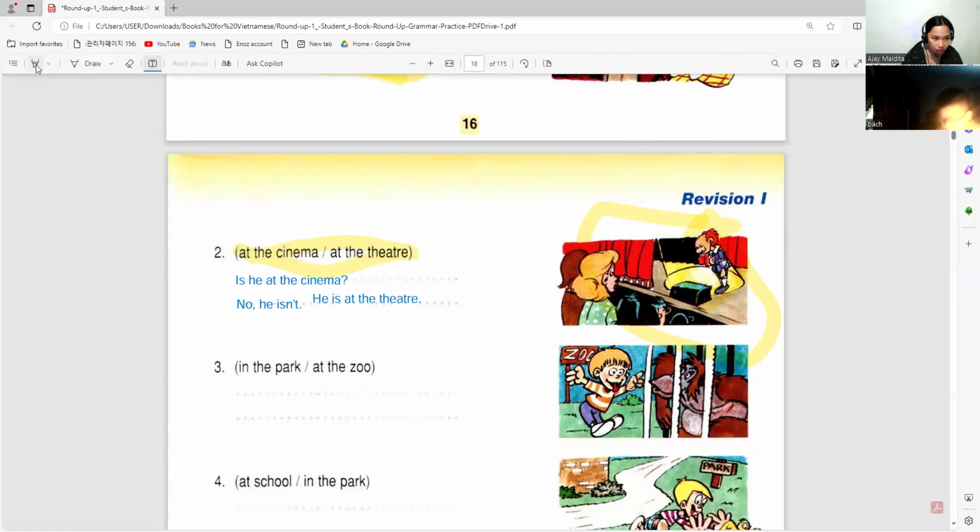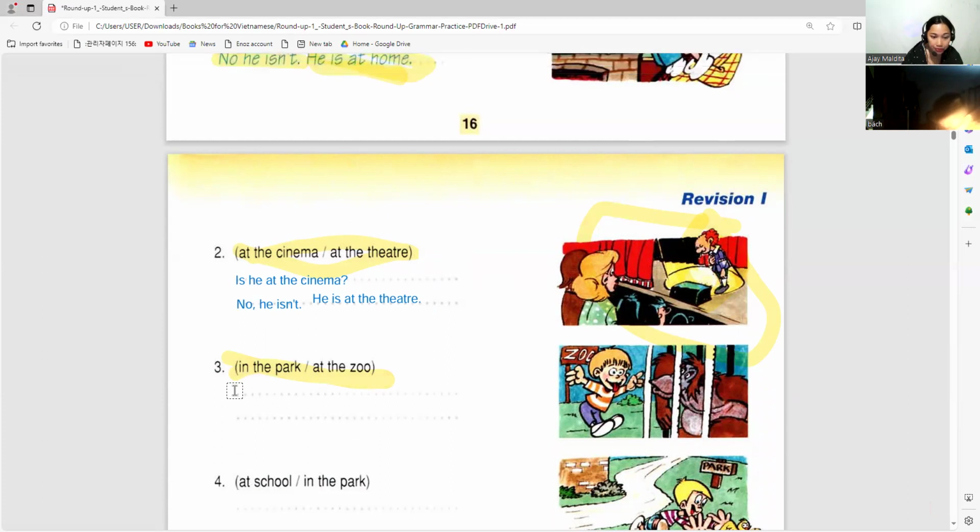Number three. In the park, at the zoo. What's your answer? Please ask the question first. Is he in the park? Look at the picture. Boy or girl?